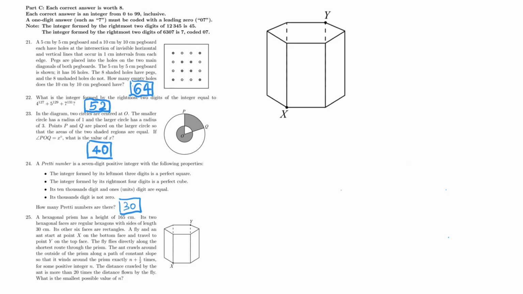First, we calculate the distance flown by the fly. So the distance, that's the shortest distance, that's the xy. So how do we find the xy? We connect this part, so this is a right triangle. This one is the z. So xz, that's the length of the height, so that is 165. And then the zy. So what's the zy?